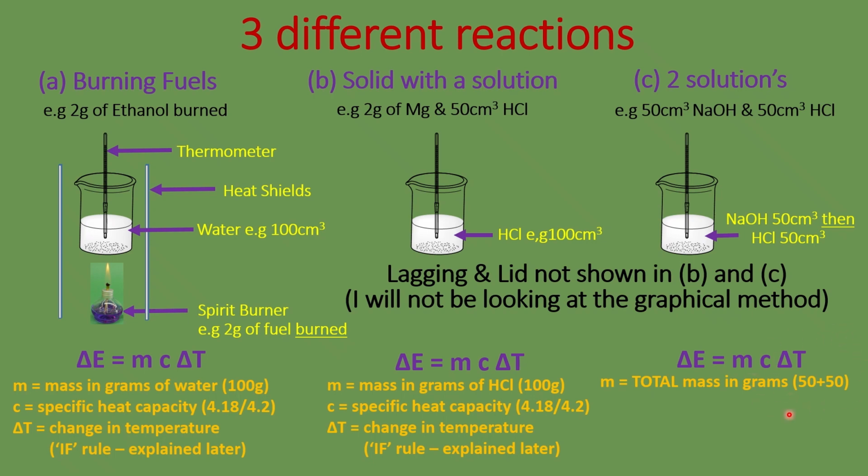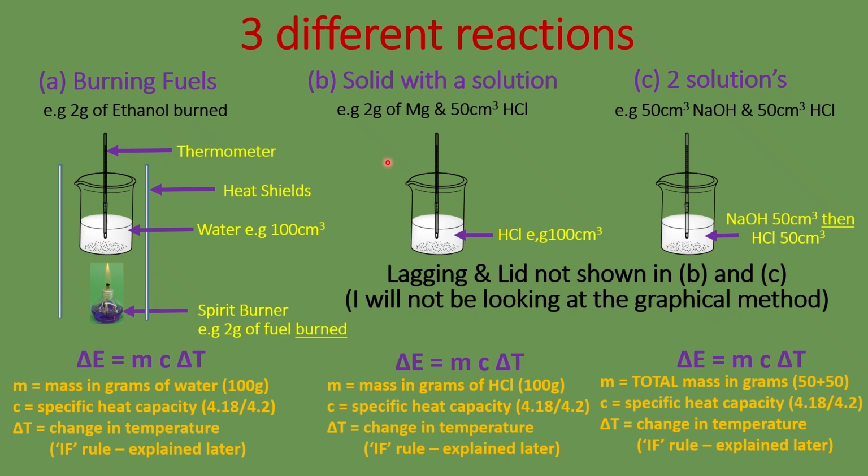Again, specific heat capacity c is a constant like pi. That doesn't change, doesn't matter what solution we're using in chemistry. And always the temperature change is the initial temperature of the 50 centimeter cubed of the alkali, and 50 centimeter cubed of the acid mixed with the alkali is the total mass, which is 100. So do not measure the final temperature when they're both added, because we need the initial temperature before the reaction as well.